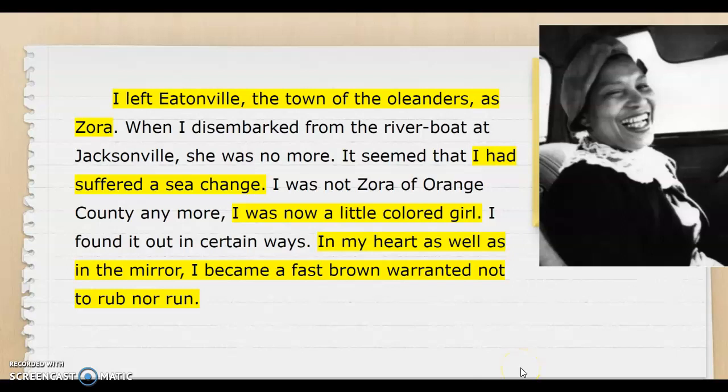I've highlighted some of her phrases here just to get us started. She's talking about her town, the town of Oleanders, and how when she left her town, she was Zora, just Zora. When she got off the boat in Jacksonville, she says, I had suffered a sea change. This idea of a sea change is a phraseology that we don't hear a lot anymore, but typically a sea change means a massive change took place at a fundamental level.